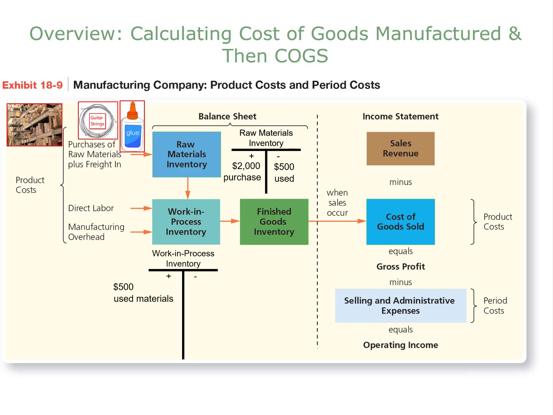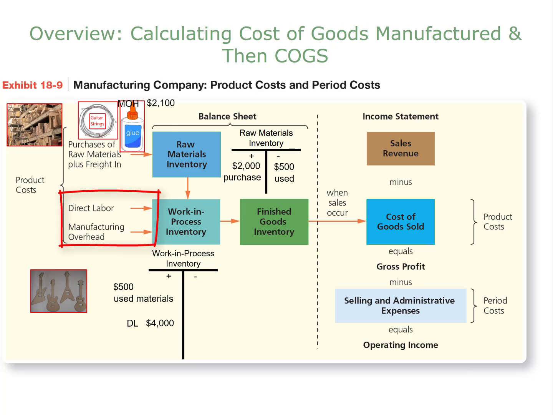So the work in process inventory account consists of products that have been started but not yet finished. Then, as the guitars are being built, they accumulate more costs. As you can tell by the diagram, our work in process inventory account contains three types of costs: raw materials, we already have $500 of materials, and direct labor and manufacturing overhead. So we calculate that the wages of the workers working on the guitars was $4,000. This is classified as direct labor. Then it's determined that $2,100 of manufacturing overhead was incurred building these guitars.